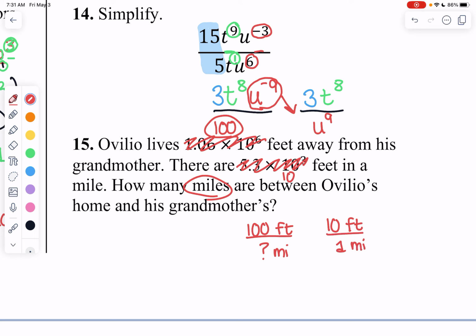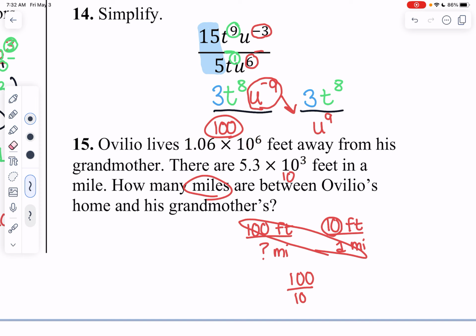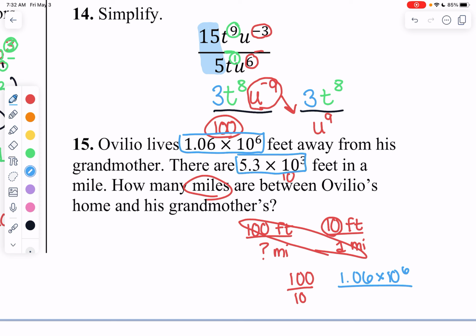To solve this, we could think baseball bat method. 100 times 1 is 100 divided by 10. This is the key, all right? I figured out that what needs to happen is I need to divide my first number, which I shouldn't have erased because I'm sure you erased it on your paper, and I hope you didn't do it in pen. If not, you just copy the answer for me. My first number, which is not 100, it is 1.06 times 10 to the power of 6, is going to be divided by my second number, 5.3 times 10 to the power of 3.